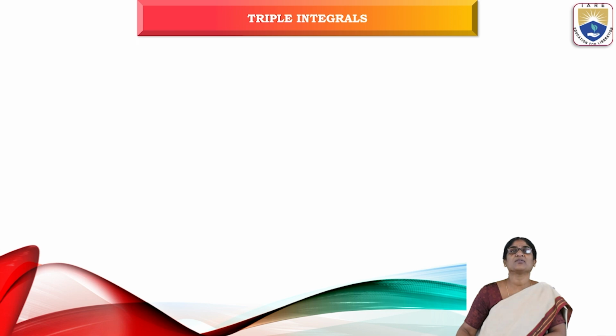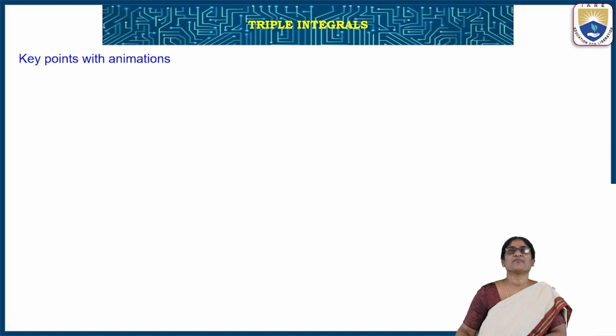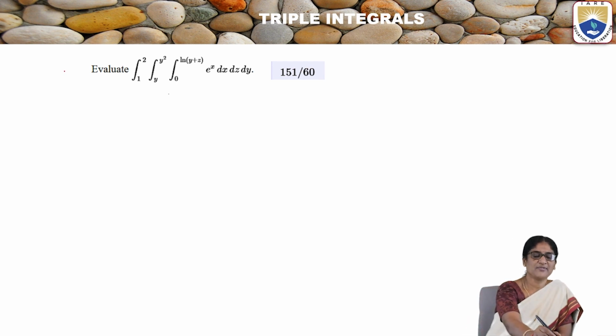So let us go to one more example. Here you have polar form of integration, and polar form we can see in the next session. Let us see one more example in the Cartesian form. This is the fifth example.